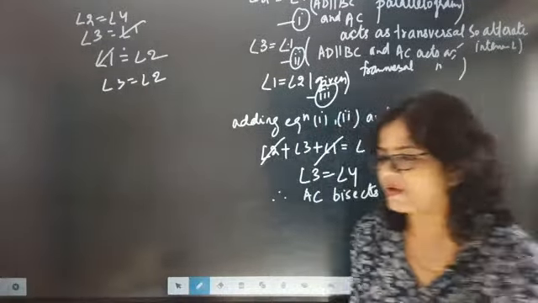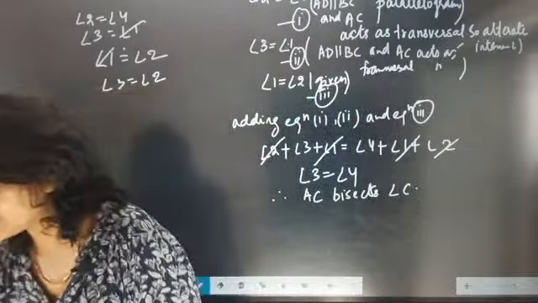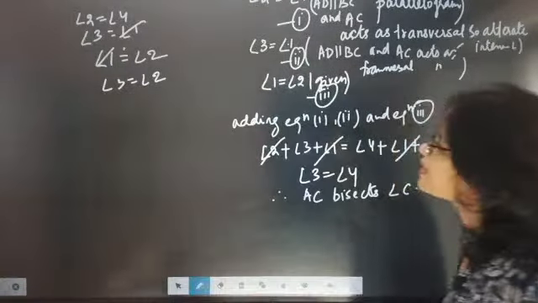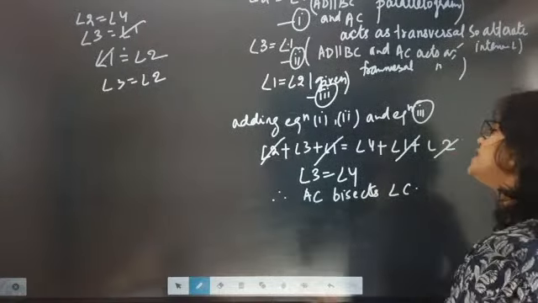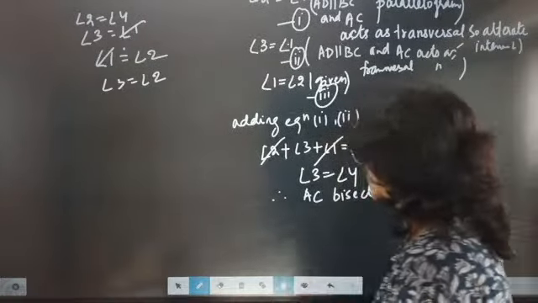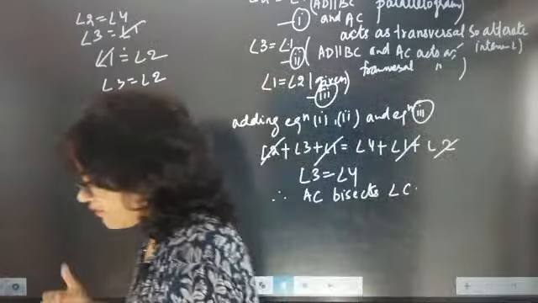Jackpot. One part over. Cancel. Angle 1 will be equal to angle 3. It cannot be getting cancelled. Yeah, angle 1 and angle 2 is getting cancelled. So 3 is coming equal to 4. So one part for sure we have proved.